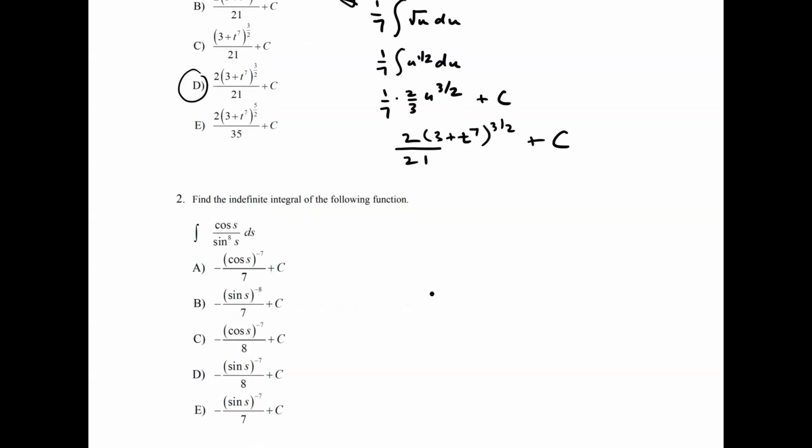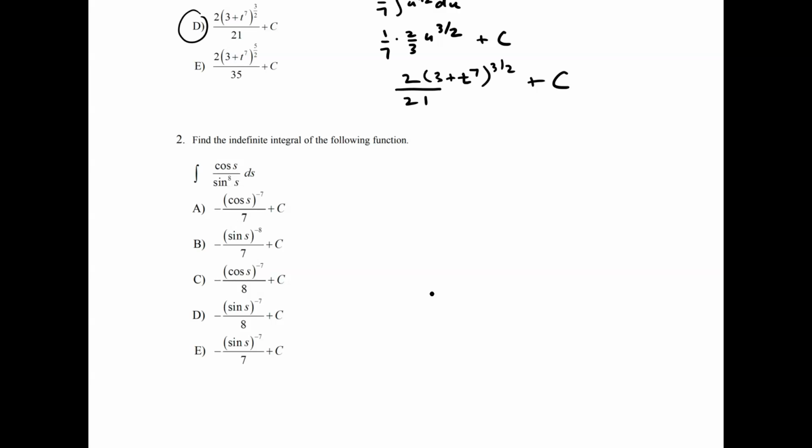Okay, let's go to number 2. We saw one kind of like this in the notes. But I think we actually had cosine in the denominator in the notes, and so in this case our u is going to be sine of s. I don't like that variable s in there, but we'll go with it. du is going to be cosine of s ds, and that's exactly what we have.